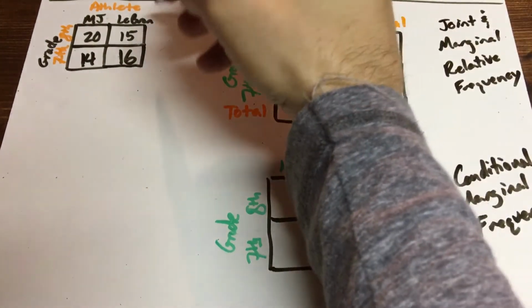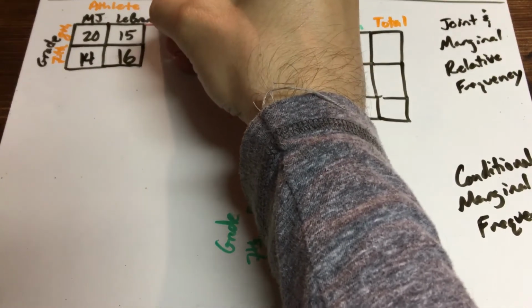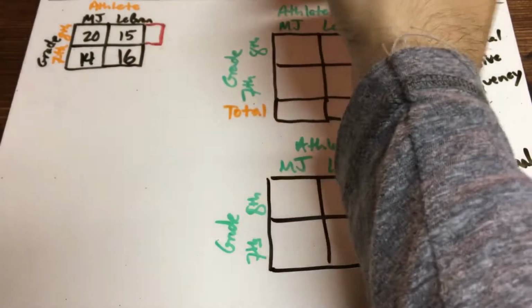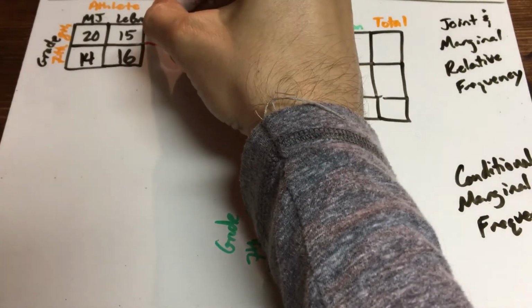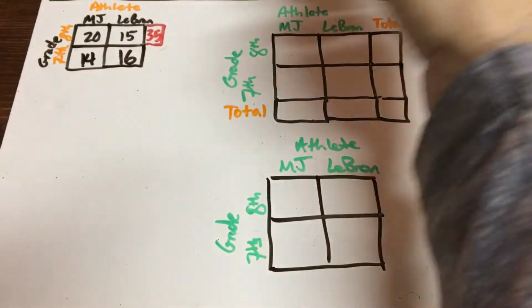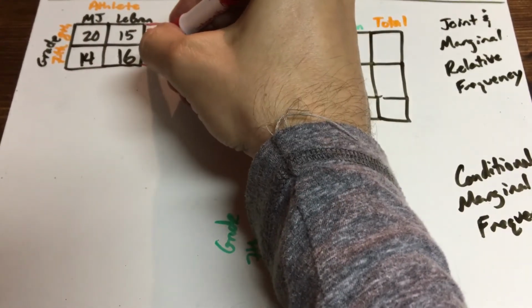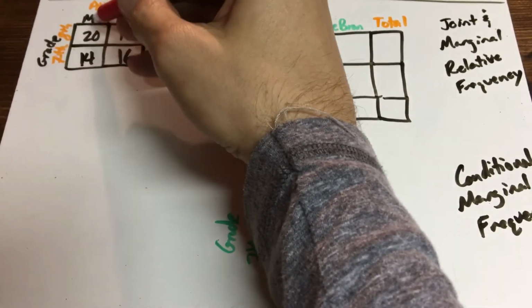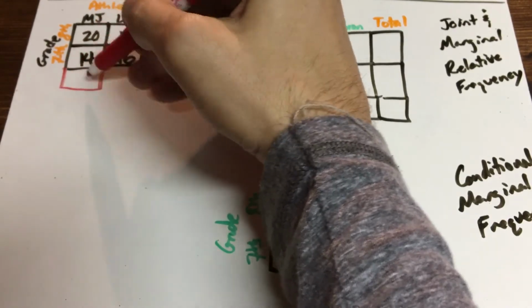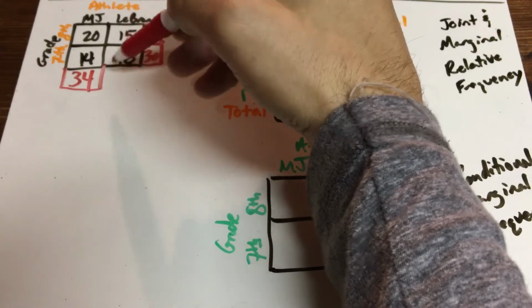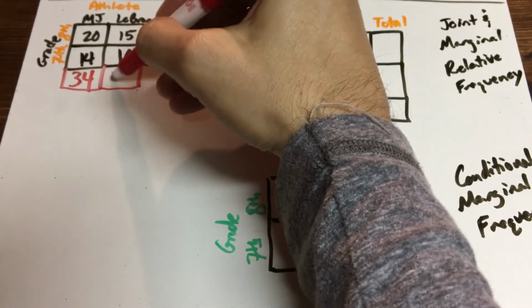And you could fill in these. These are called the joint frequencies, or excuse me, the marginal frequencies. You can fill in the totals here, right? Like how many 8th graders did I talk to in total? 35. How many 7th graders did I talk to? 14 plus 16 is 30. How many people voted for Michael Jordan overall? 20 plus 14, that's 34. How many students voted for LeBron overall? 15 plus 16 is 31.